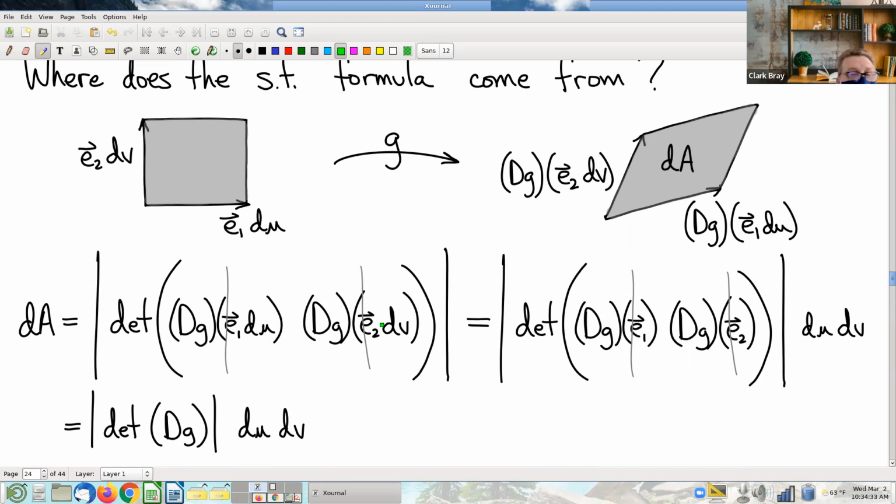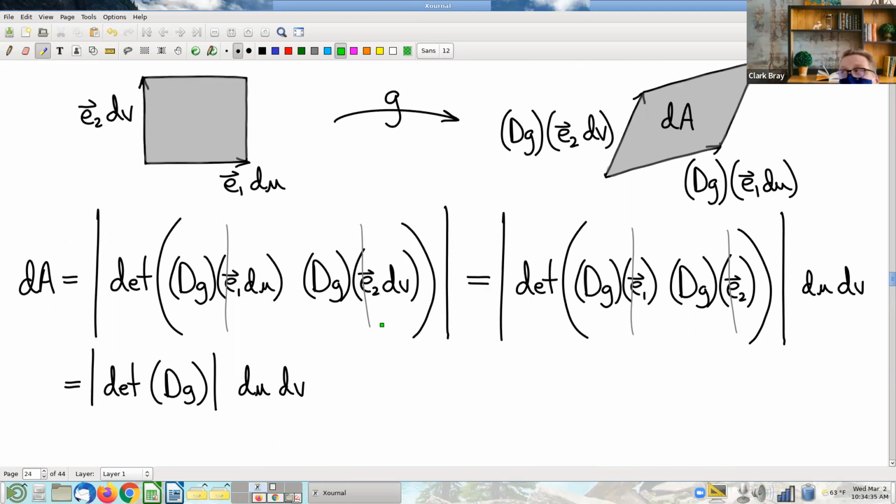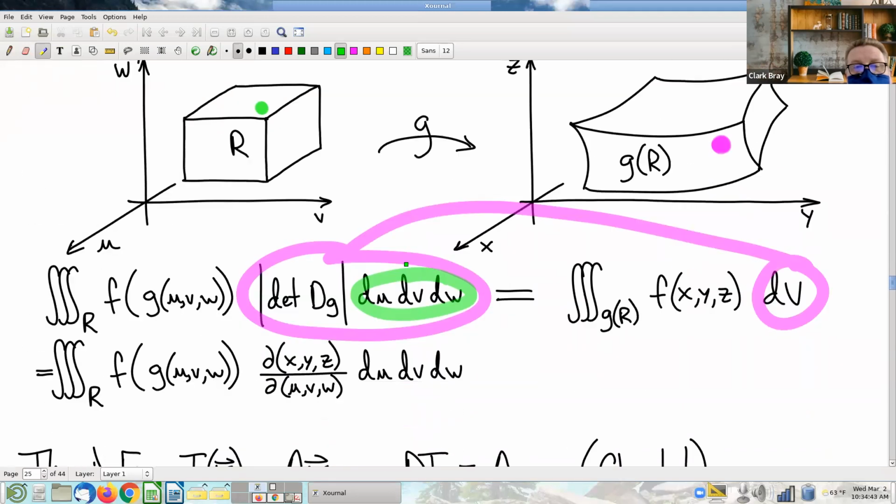I think it's a fantastic exercise. I strongly encourage everybody to take the time to adapt this, make it 3-dimensional instead of 2-dimensional, and you will conclude that the stretching factor is, again, the absolute value of the determinant of the derivative. Same argument.